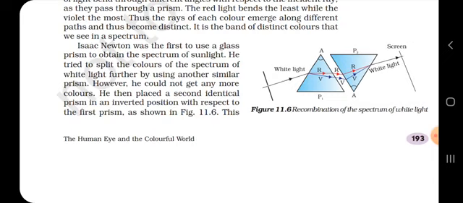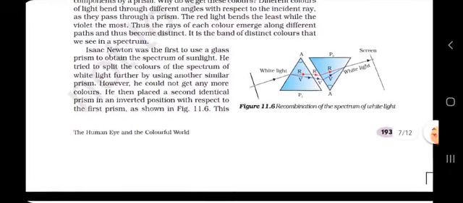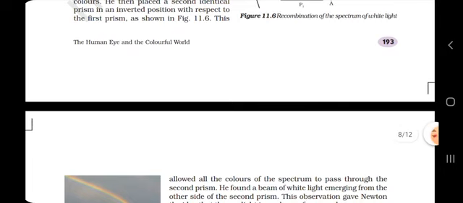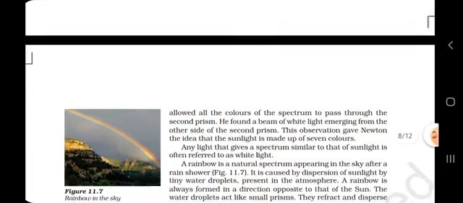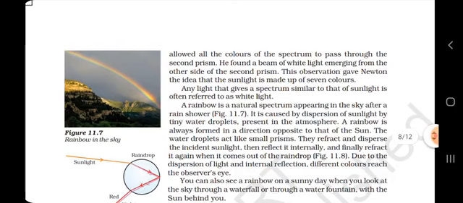So this is also known as the recombination of the spectrum of white light. This is also known as the inverted prism diagram. This allowed all the colors of the spectrum to pass through the second prism. He found a beam of white light emerging from the other side of the second prism. This observation gave Newton the idea that sunlight is made up of 7 colors.